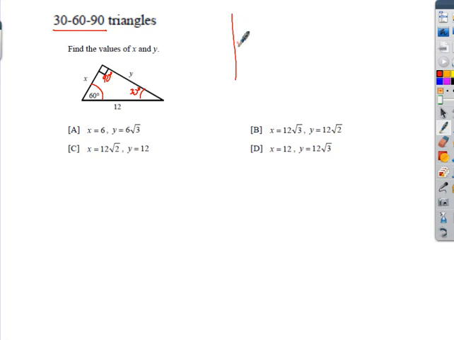If I take a basic 30-60-90, I'll call this the 30, and this the 60. Then we're going to look at the shortest side, which is exactly opposite the 30-degree angle. In any triangle, if you pick the smallest angle, you go opposite of that, you get the smallest side. I'm going to put a 1 right here.